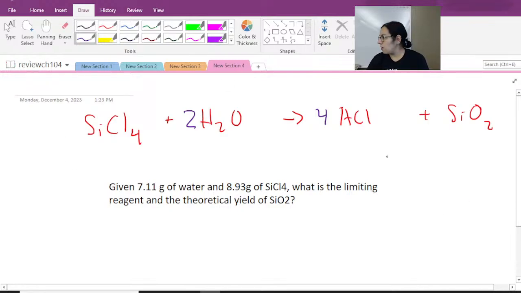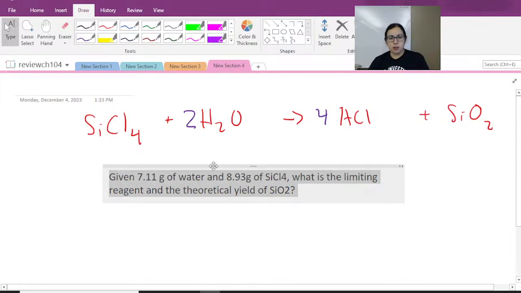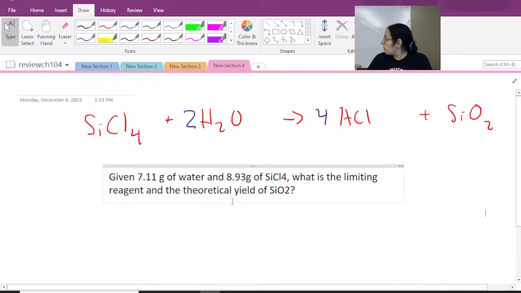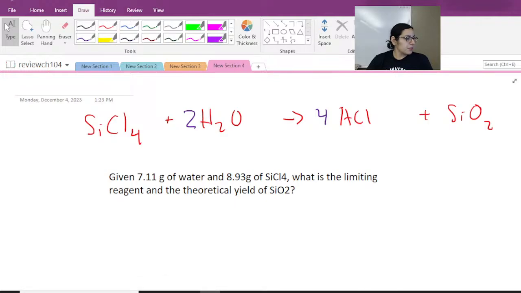All right, so now that we're all at least on the same starting position, so go ahead and try this. The second half of how this question will go is, so given that you have 7.11 grams of water and 8.93 grams of our silicon tetrachloride, what is the limiting reagent, and then what is the amount of silicon dioxide? So I'll give people a few minutes to work on that, and I'll go over it.